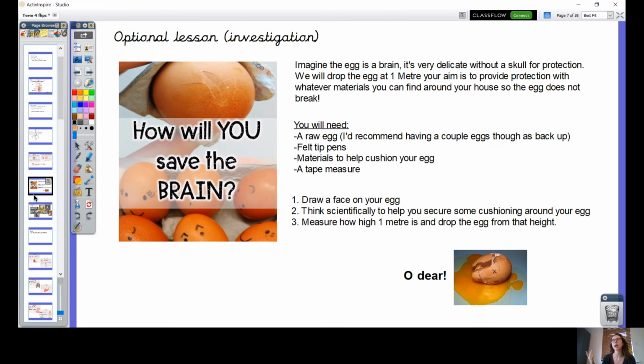Now, to get your brains going, on the next slide I have done a little internet search of other children that have had a go at this activity. So if you're feeling very stuck for ideas on how to cushion your egg, I'm going to show you some pictures now that will maybe give you a few ways of doing it. It also depends on what resources you've got at home. So let me show you that now if you'd like to see it.